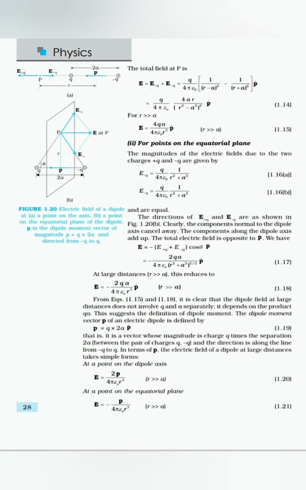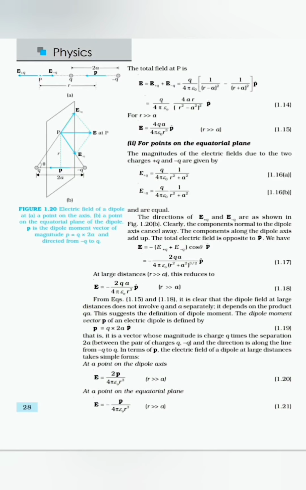From equation 1.15, which is the expression for the electric field due to the dipole on its axis for a short dipole, and equation 1.18, which is the electric field due to the dipole on the equatorial line, again for a short dipole, it is clear that the dipole at large distances does not involve q and a separately. It depends on the product qa. This suggests the definition of dipole moment.